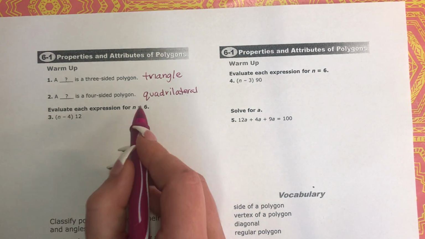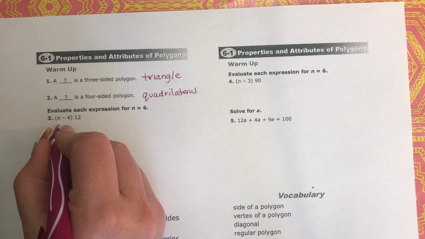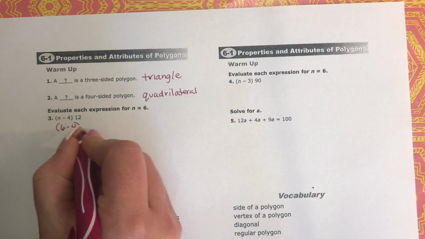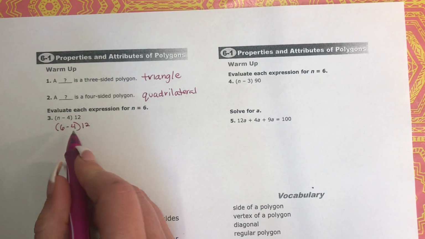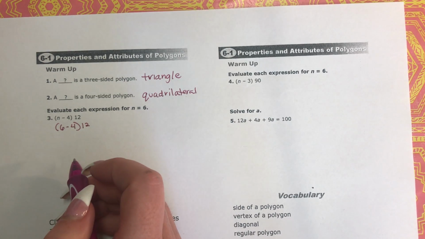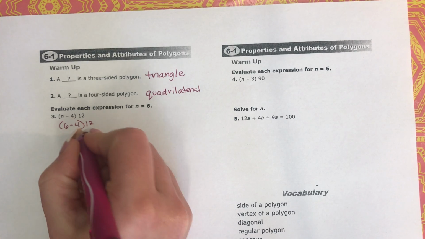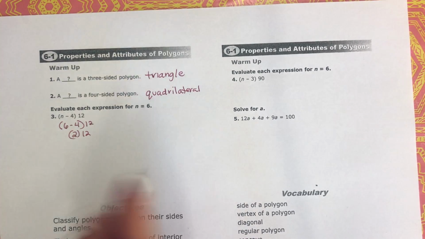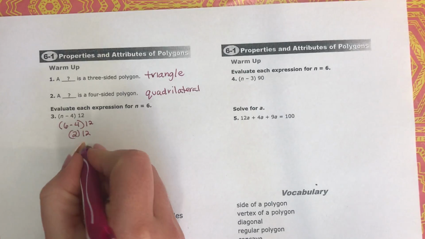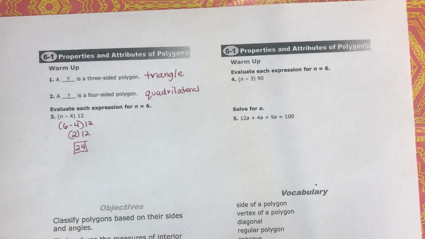Here, we're going to evaluate this. We're going to put 6 in for n. Remember, when we do this, we have to do order of operations, which states that we do the parentheses first. So it's going to be 6 minus 4, 2. Those parentheses just mean 2 times 12, which is 24. So if you got that one right, great job.